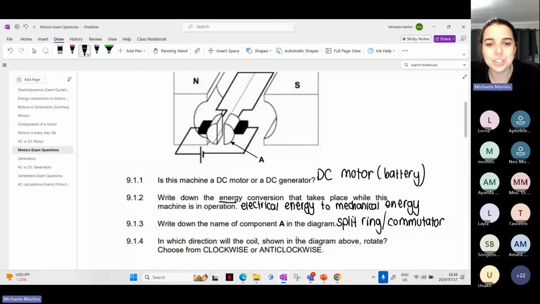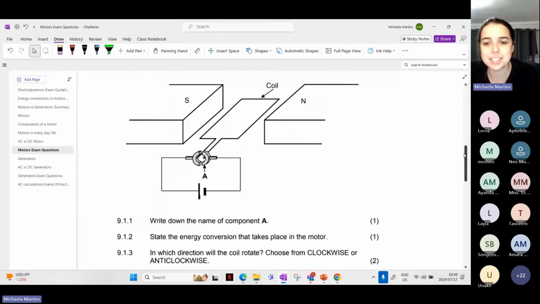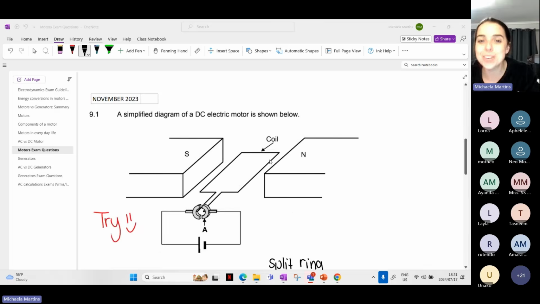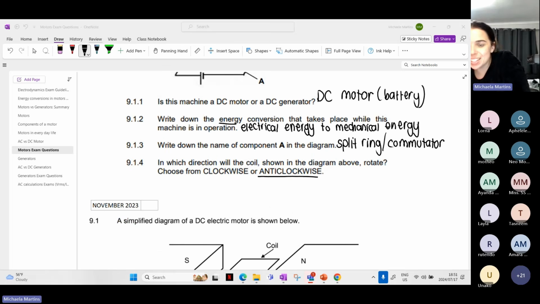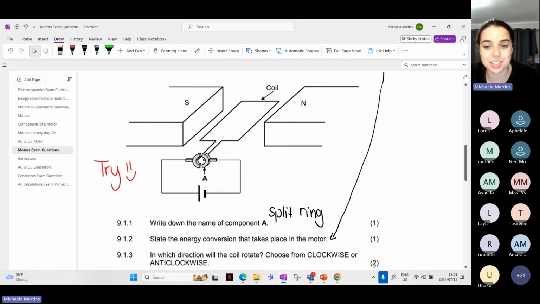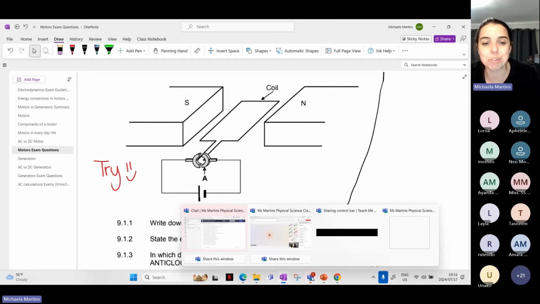Okay, let's do another one. I will let you do this one. I'll give you a few minutes. So write down the name of component A. Same thing. This is a split ring or split ring commutator or commutator. State the energy conversion that will take place in the motor. It's the same answer as this one. Which direction will the coil rotate? So who has an idea for that one?